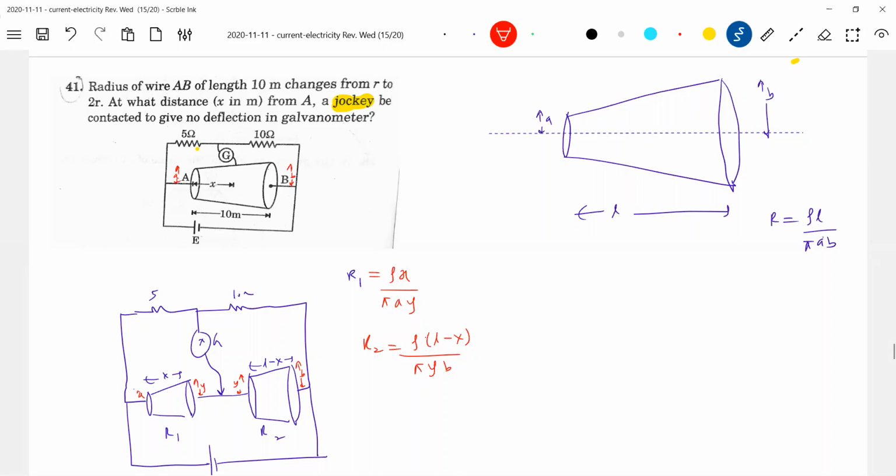So according to the condition for no deflection in the galvanometer, P by Q should be equal to R by S, that is R1 by R2. Rho 1 will be rho X over area AY, and rho (L minus X) over area YB. X is the only unknown thing. Solving for that will get the required answer.